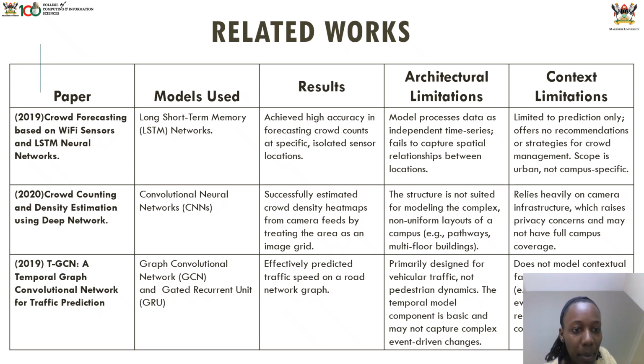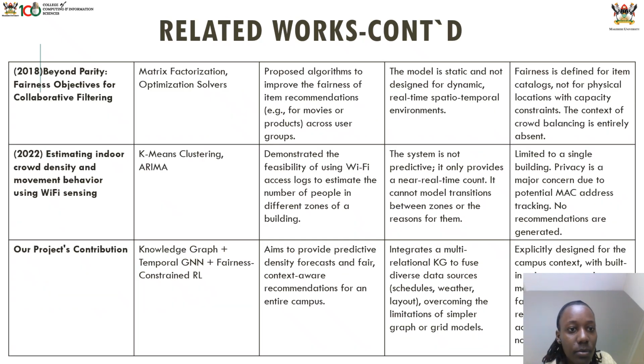And then other papers like the 2019 Temporal Graph Convolution Network for traffic prediction, which used GCNs, the Graph Convolution Networks, and GRUs, the Gated Recurrent Units. These effectively predicted traffic speed on a road network graph, and so on and so forth. The architectural limitations, the contextual limitations, as you can see. This next slide continues with two more papers that we picked out, and then let me end the slide with our project contribution.